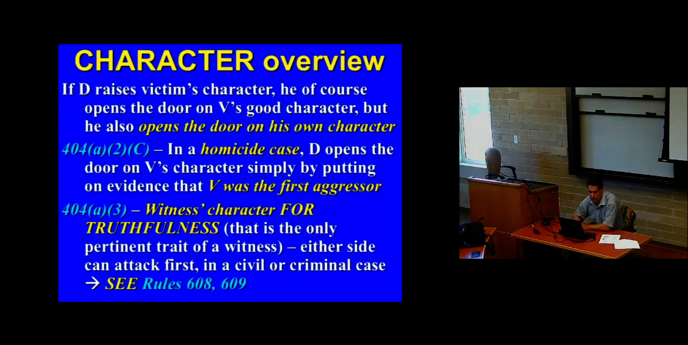404(a)(3), that's another part of the rule where it says that the witness's character for truthfulness can be attacked. We will put that off, and you should go look at Rule 608 and 609, which deals with character for truthfulness. Character for truthfulness of a witness is the only pertinent character trait.